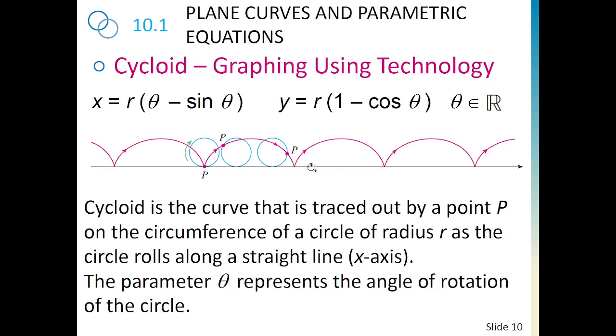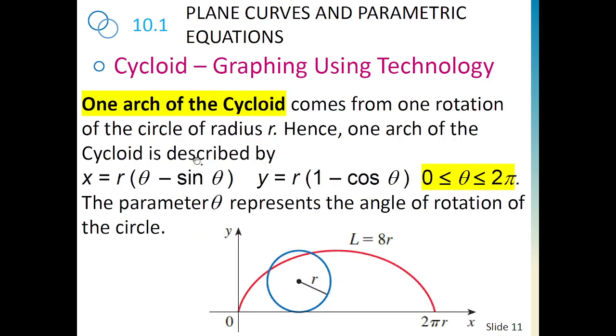So what we see here is that we have a pattern that keeps repeating forever. One arc is obtained when the wheel rolls from 0 to 2 pi in terms of the angle, so one rotation. So one arc of the cycloid is obtained when we roll from 0 to 2 pi. Essentially you have here a circle and then a point on the circle, and you follow the point.